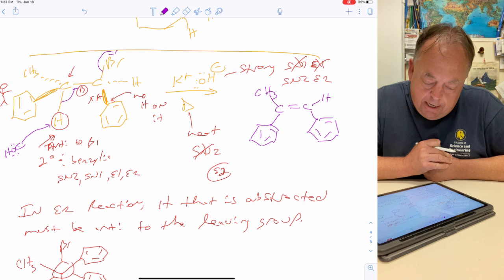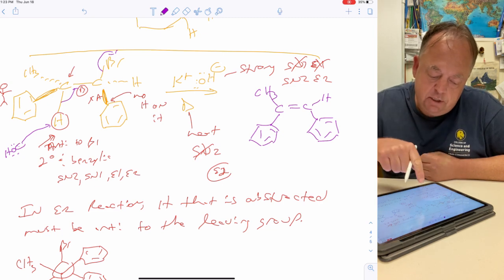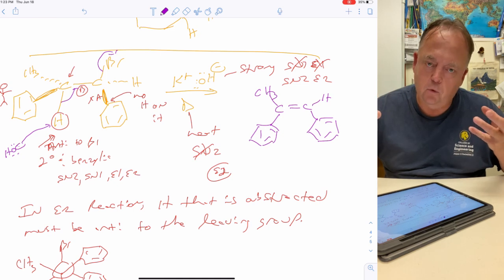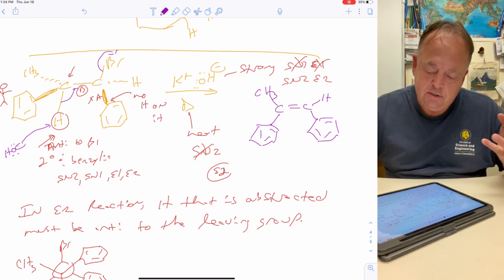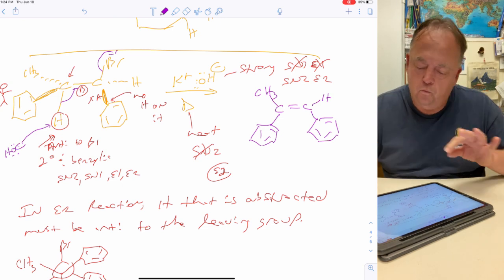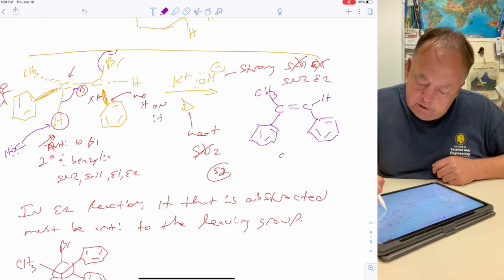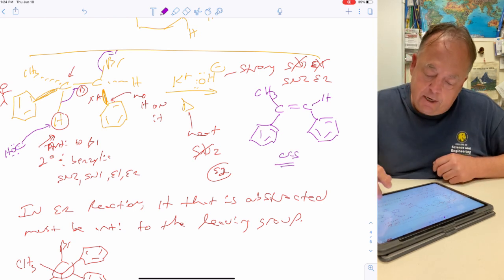And because it has to be an anti-elimination, those two benzenes are both on the solid wedge, so they're both coming towards me, so they both have to end up cis to each other on the double bond. So this is the cis alkene. Trans would be more stable.